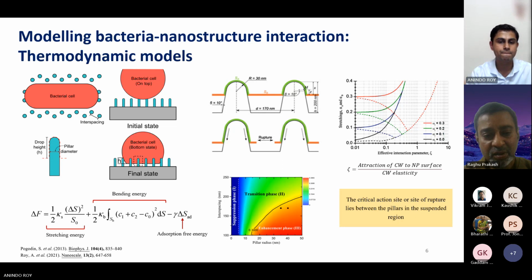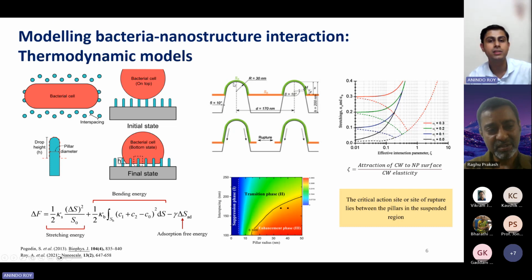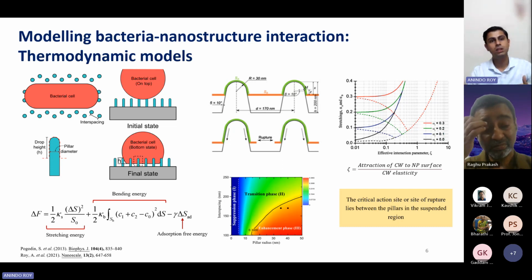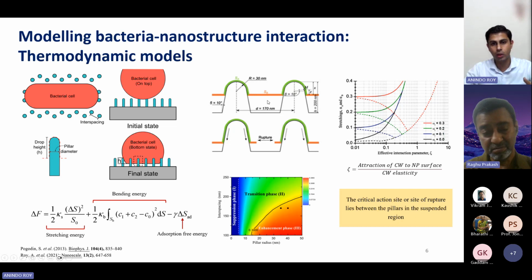Okay, then what about the wall thinning? Why does the rupture take place? Is it because of the wall thinning? Yeah. Basically, as your cell wall is progressively wrapping around the nanopillar more and more, the suspended region between the two pillars has to stretch in order to accommodate this increase in the perimeter. And beyond a certain point, if you keep stretching a thin sheet, a thin membrane, it will rupture. So that is what is happening actually.